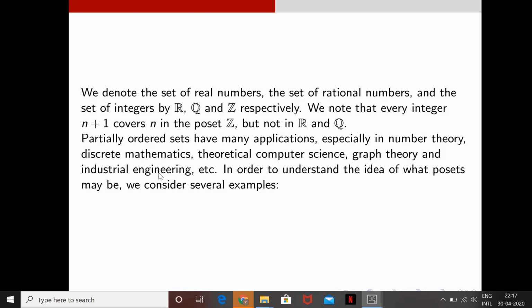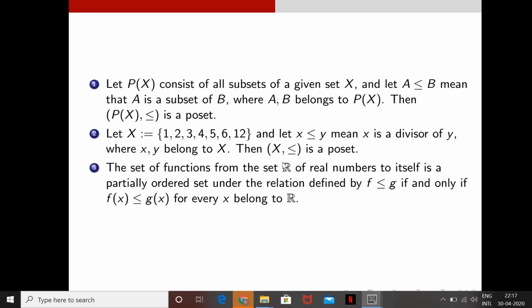Now, talking about applications, partially ordered sets have a wide area of applications, especially in number theory, discrete mathematics, theoretical computer science, graph theory, industrial engineering, and many more. So now let's look at more examples of posets, which will help you understand the topic better.